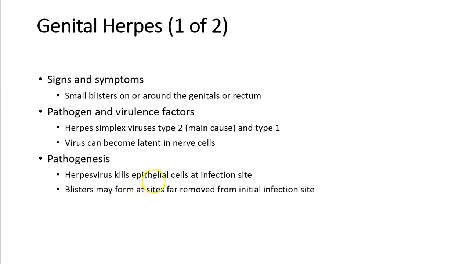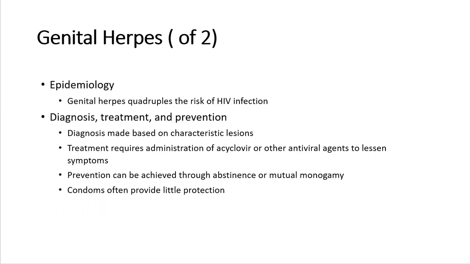And what it does is it kills these epithelial cells at the infection site, and blisters may form at sites far removed from where you got it. So if you get herpes, it quadruples the risk of an HIV infection because you have open sores. All right. Diagnosis is on the lesions. You can treat with acyclovir or other antivirals.